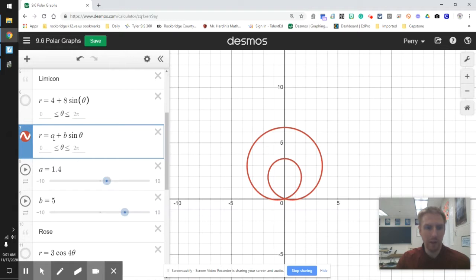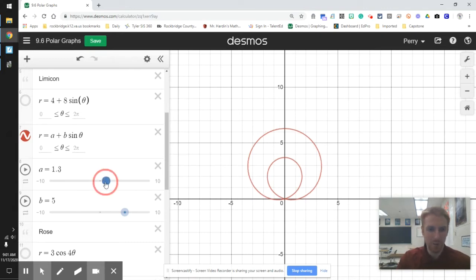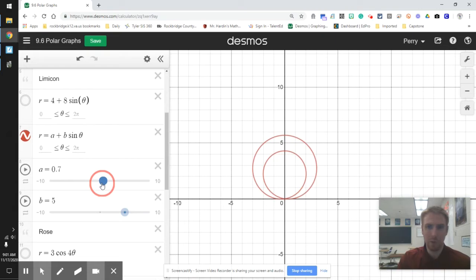So I just want to show you how that unfolds as A gets small. Again, I have B set to 5, and I'm just going to leave it there. As A is smaller than B, that loop gets bigger inside. If it goes negative, they actually switch. At 0, it's a circle, just one circle. They kind of come together. That should make sense.